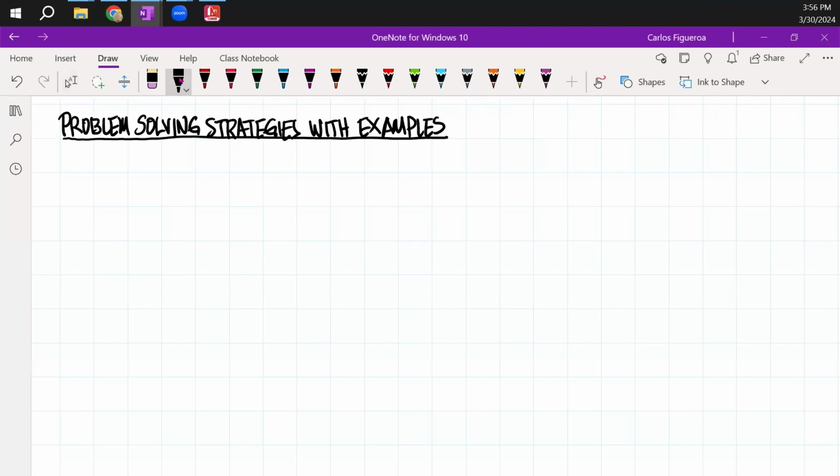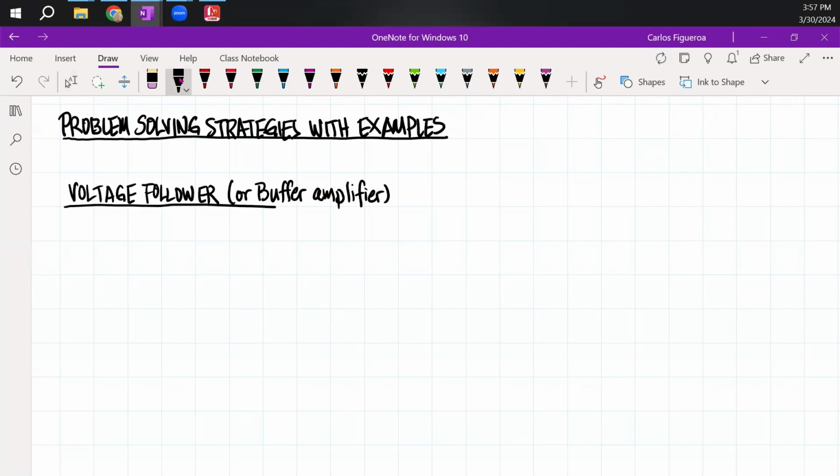So our first example that we want to look at is the voltage follower. So this is known as the voltage follower. And you'll see that sometimes it's also called the buffer amplifier. So we want to look at the voltage follower.